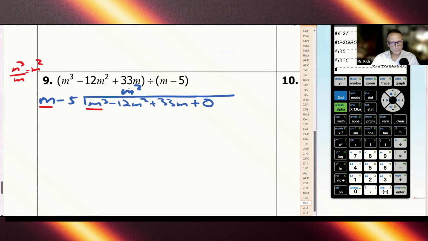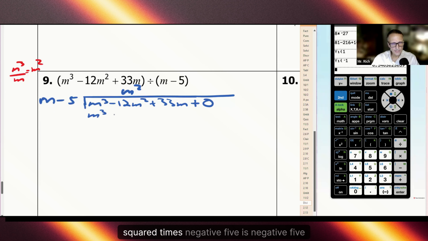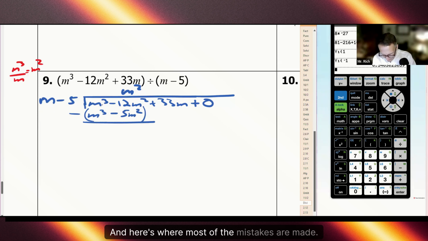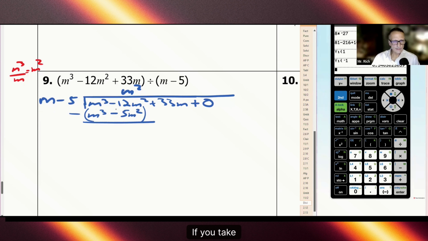I then take the m squared and multiply it by the binomial and put the result underneath my polynomial here. M squared times m is m to the third. M squared times negative 5 is negative 5m to the second power. I'm then going to do subtraction. And here's where most of the mistakes are made. If you take m to the third minus m to the third, they cancel. This should always be a 0 right here.